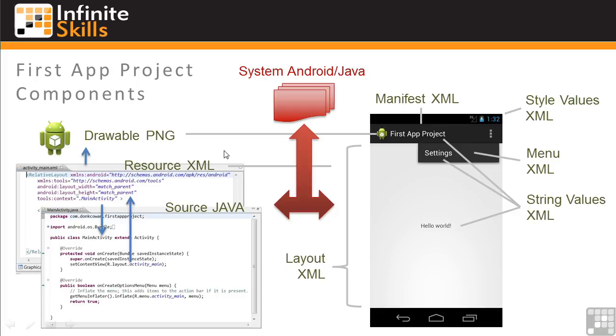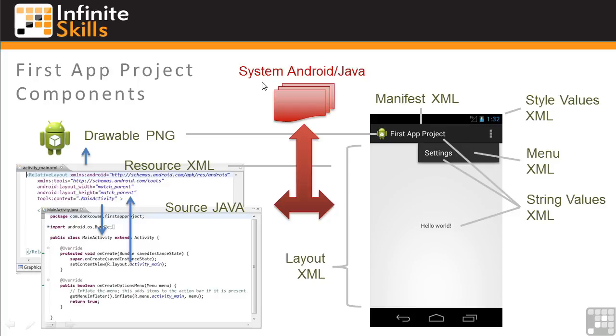Resource XML code files, as we saw in the previous graphic, hold the code for the manifest, values, menu, and layout. Drawable PNG files hold the images displayed on action bars and app screens. Source Java code controls what happens in your app. There are a number of cross-references between the various files. As an example, notice in your app, we see that the layout XML refers to the main activity Java, and the source Java refers to the main activity layout.